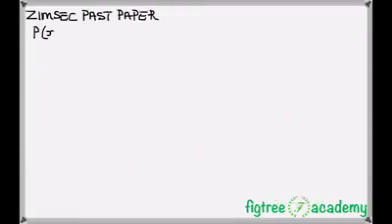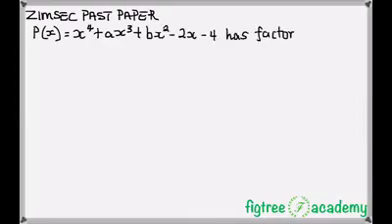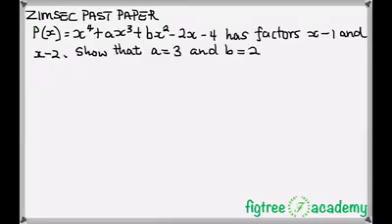Then Zimsec past paper questions. P of x is equal to x to the power 4 plus ax to the power 3 plus bx squared minus 2x minus 4. Its factors x minus 1 and x minus 2 show that a is equal to 3 and b is equal to 2. So this will be solved by simultaneous equations, show that a is equal to 3 and b is equal to 2.